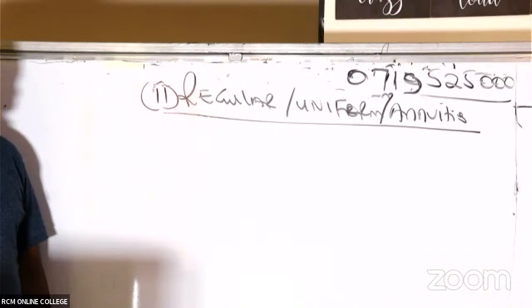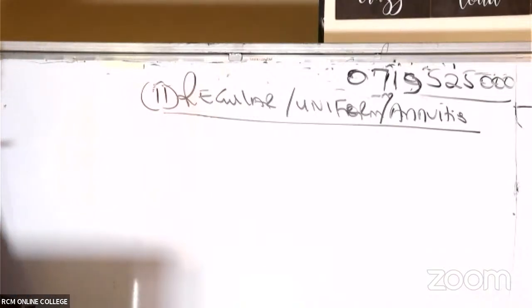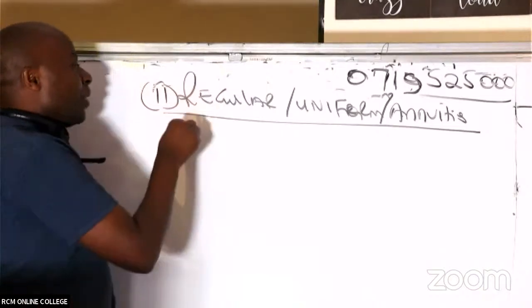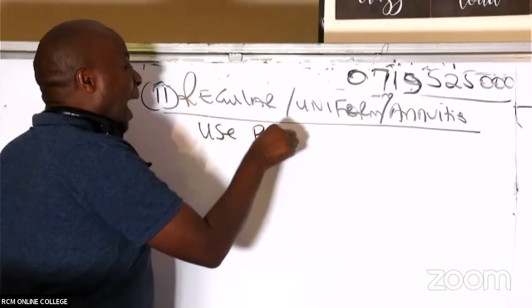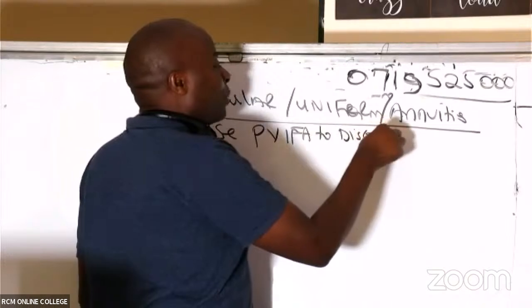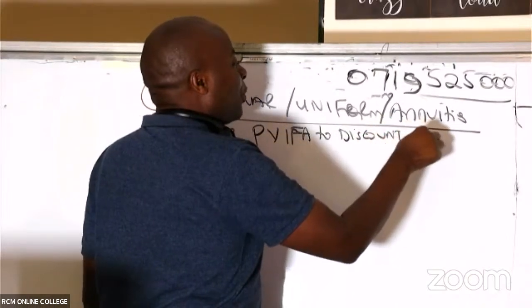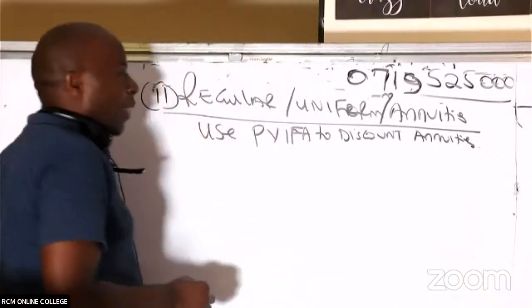Now, ladies and gentlemen, please listen to me very well. For regular cash flows, we shall use PVFA to discount. To discount annuities, we shall always use PVFA.